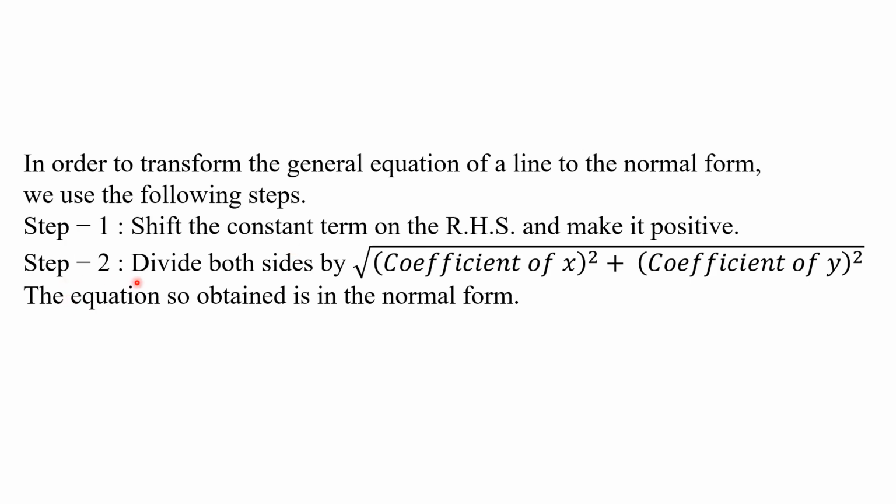Right. Come to the second step. Divide both sides by square root of coefficient of x whole square plus coefficient of y whole square. In this second step, we have to divide the equation we got in step 1 by square root of coefficient of x whole square plus coefficient of y whole square. The equation so obtained is in the normal form. Understood this point, my children? Is this point clear? Right.